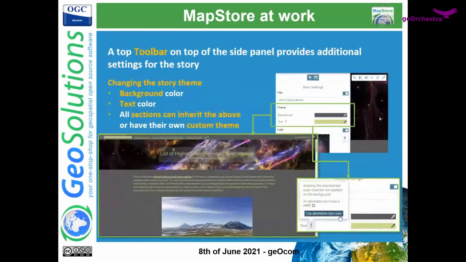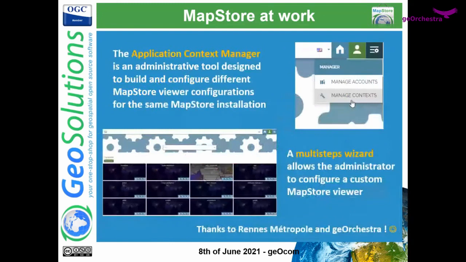It helps you on defining, let's say, something like a real website, because you can also customize the theme on the whole set of stories, or for specific or single components of the story itself. The application context is a really powerful tool that we introduced during the geOrchestra integration, because it was basically requested by Rennes Métropole for that integration.